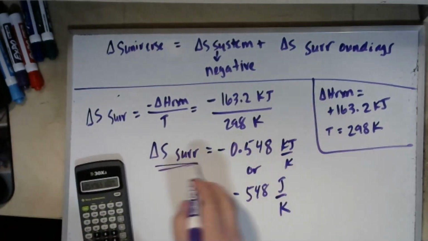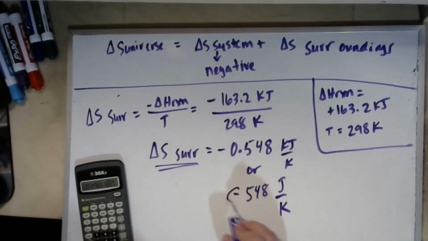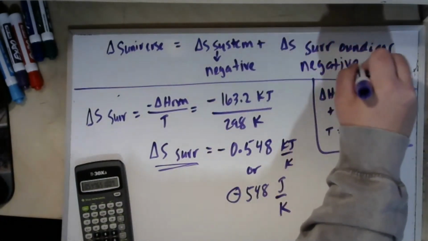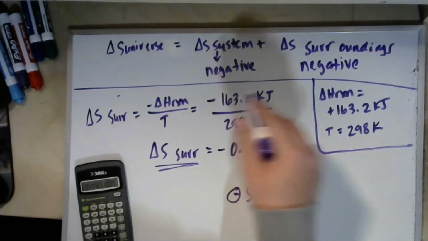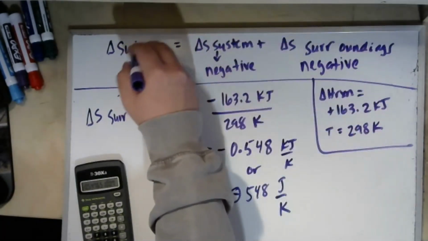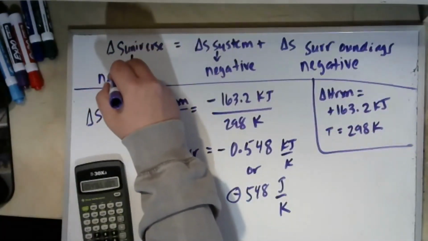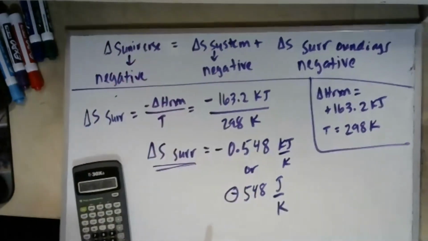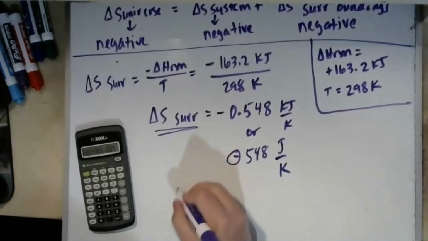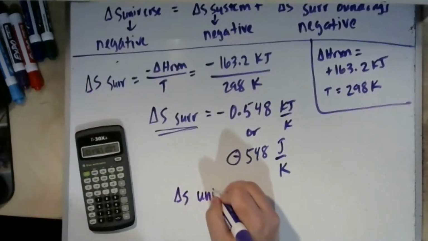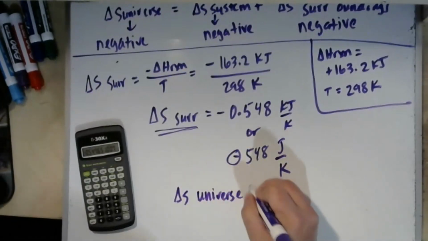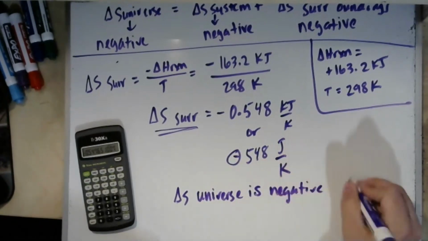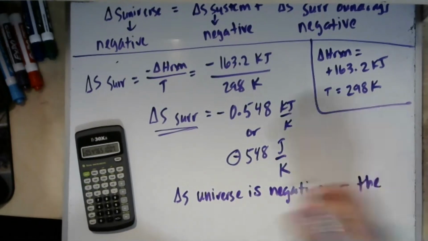Either way, the delta S of our surroundings is going to be a negative value. A negative value plus a negative value means that the delta S of our universe is also going to be a negative value. Okay, and when our delta S universe is negative, the reaction is not spontaneous.